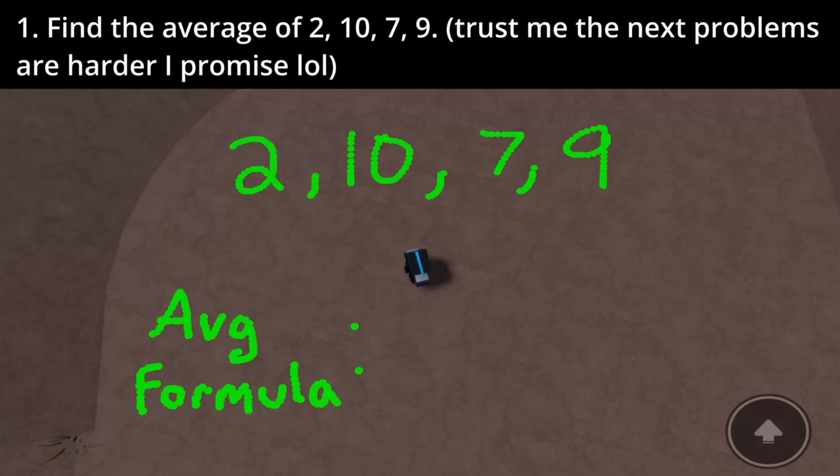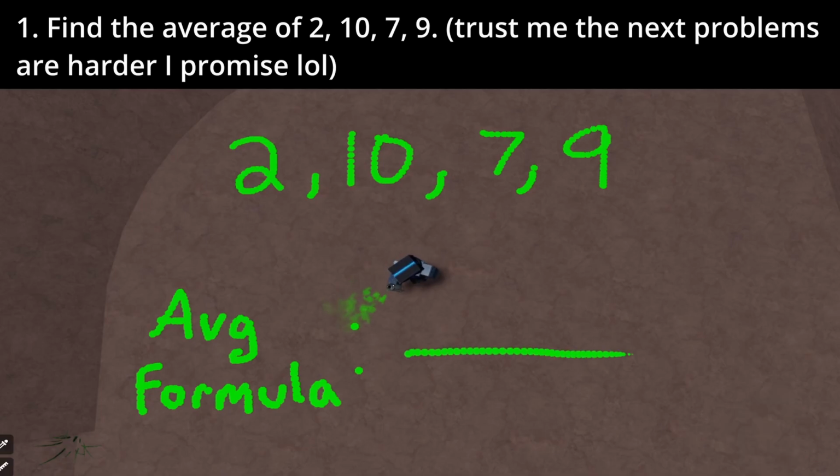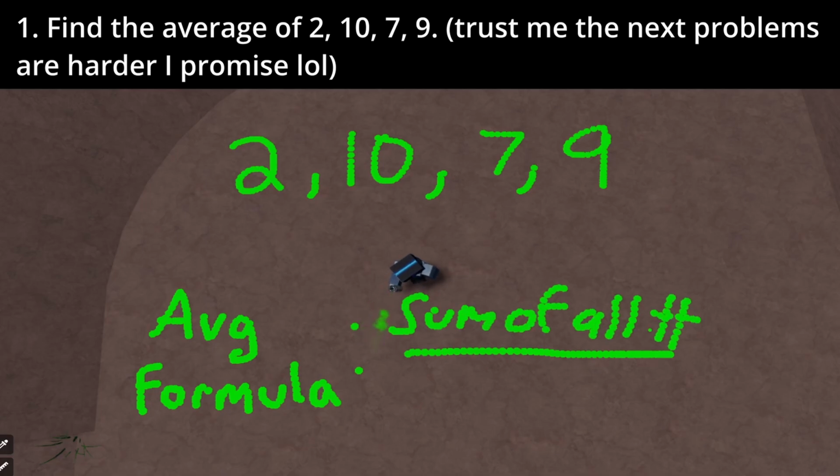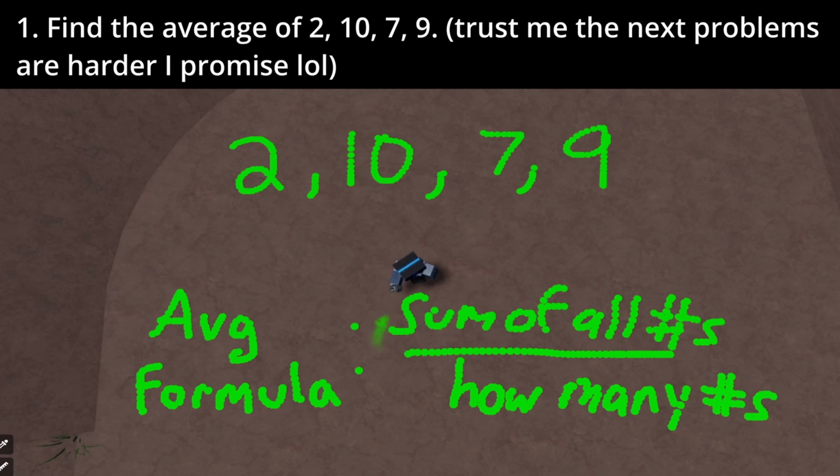In today's video, we're going to talk about problems dealing with averages and how to solve them. In this first problem, we have to find the average of the numbers 2, 10, 7, and 9. So remember, the formula for an average is basically the sum of all the numbers divided by how many numbers there are. So let's apply that in this problem.